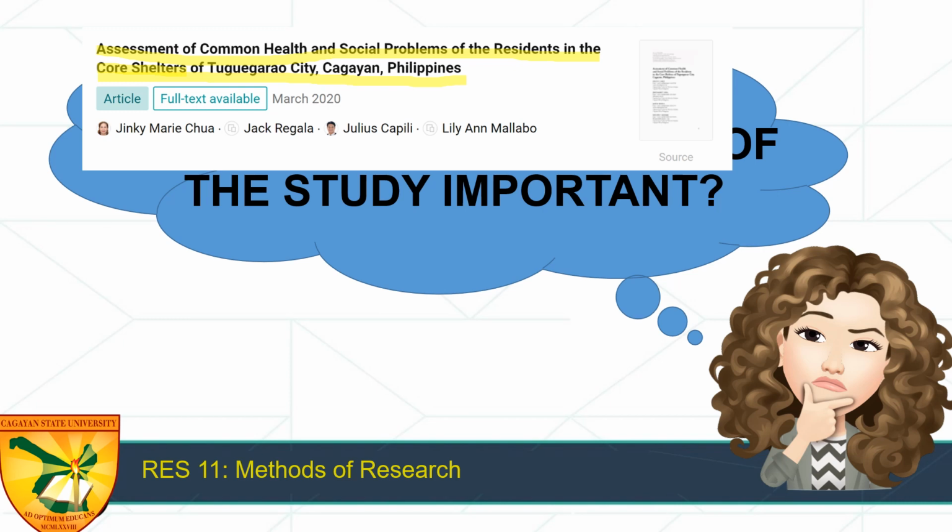But actually, the root study for that is this one, the assessment of common health and social problems of the residents in the core shelters of Tuguegarao City, Cagayan. So it's as simple as assessment, but it is funded because of the impact of this study to many. So this is where other studies and other projects sprouted from.